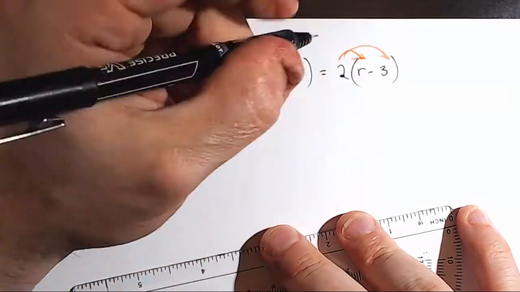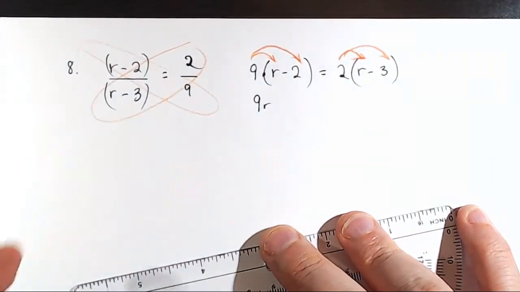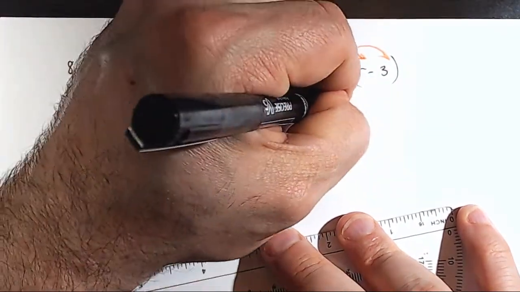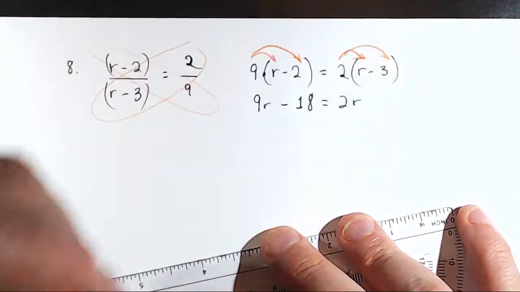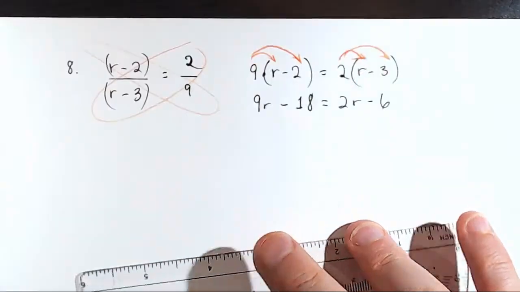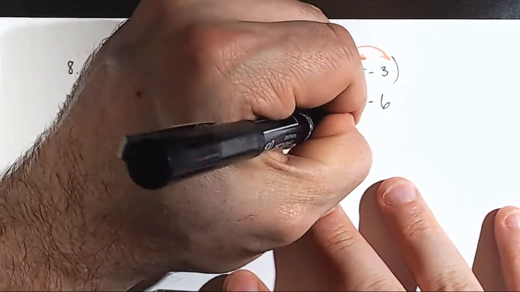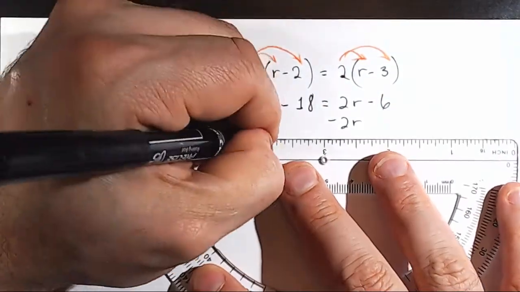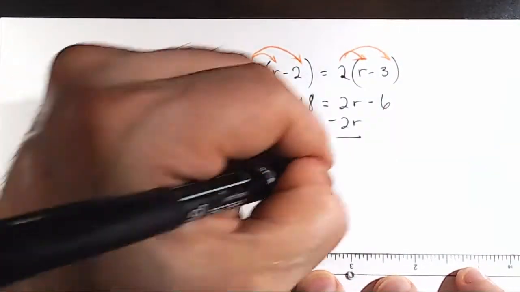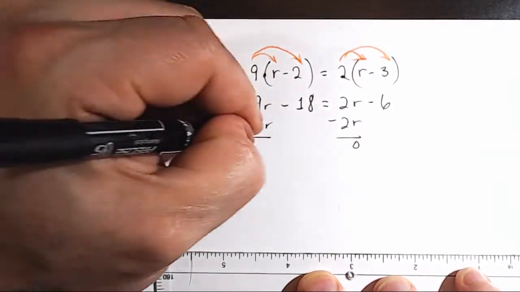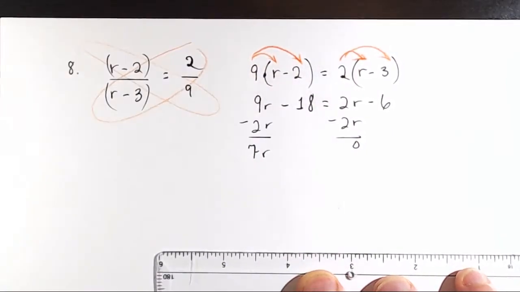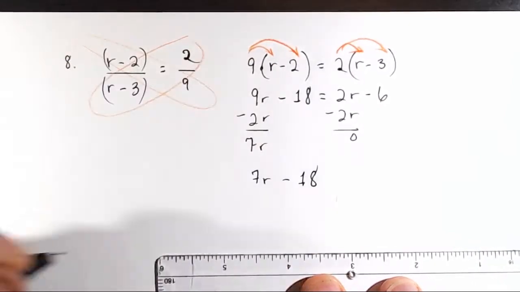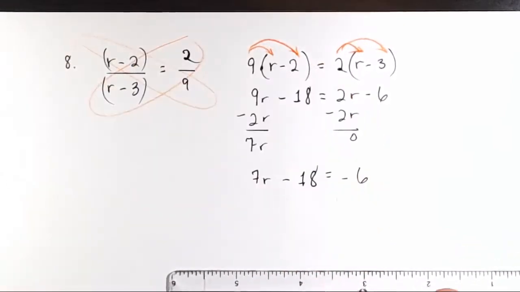9 times r is 9r. 9 times negative 2 is negative 18, equals 2 times r is 2r. 2 times negative 3 is negative 6. Again, we've got to isolate the variable, so we'll subtract 2r from both sides. 2r minus 2r is 0. 9r minus 2r is 7r. Let's rewrite. 7r minus 18 equals negative 6.